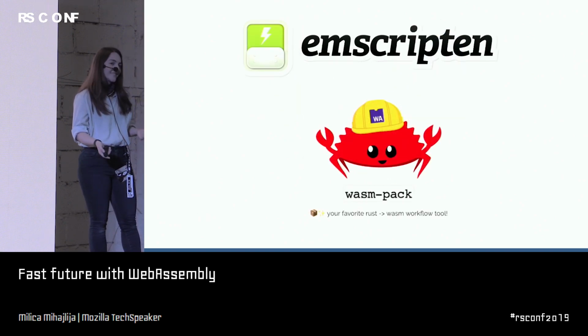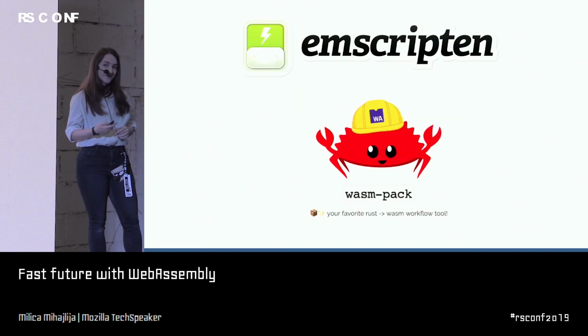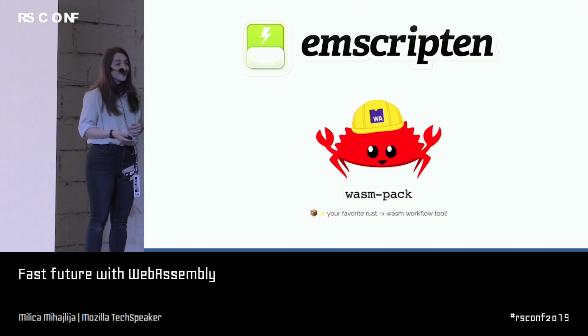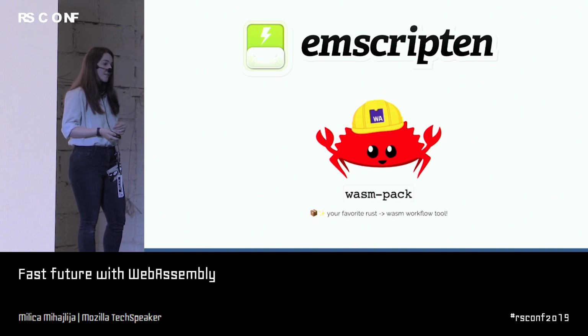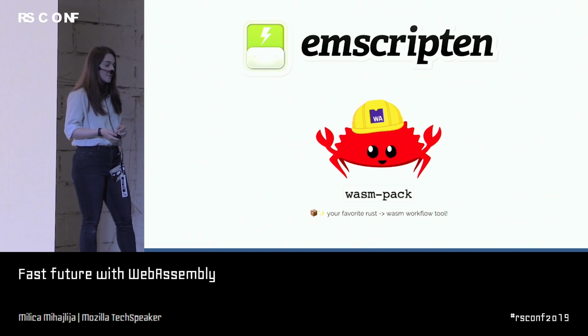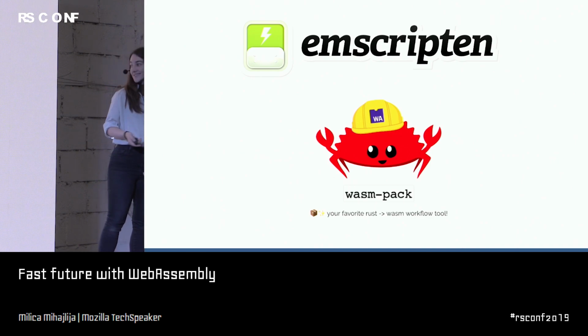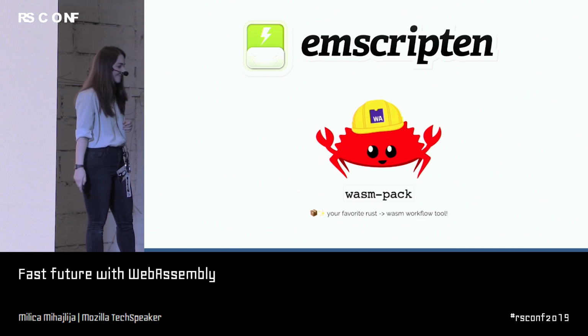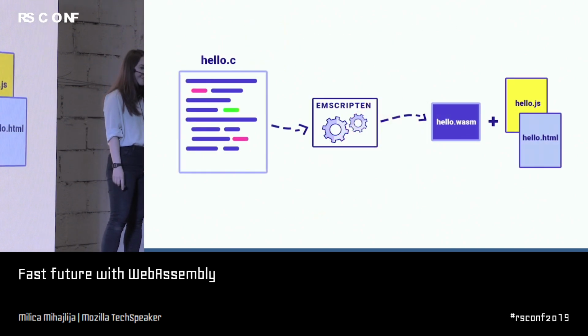But of course, there are easier ways. Emscripten is a tool which is based on LLVM, and it's used for compiling C and C++ programs. And then Rust has its own compiler, rustc, which can output WebAssembly directly. And the cool thing is that it has this companion, wasm-pack, which enables you to easily package your modules for publishing.